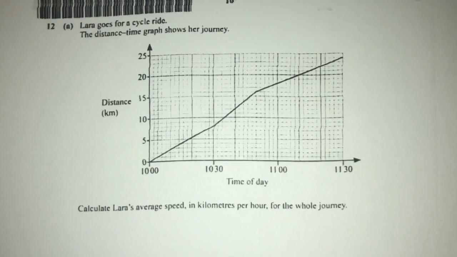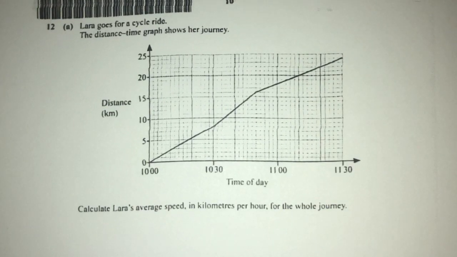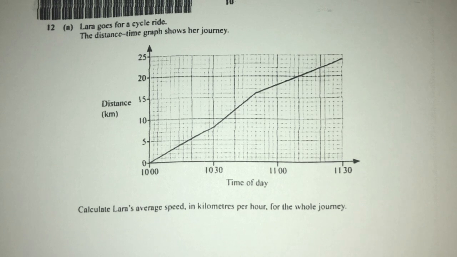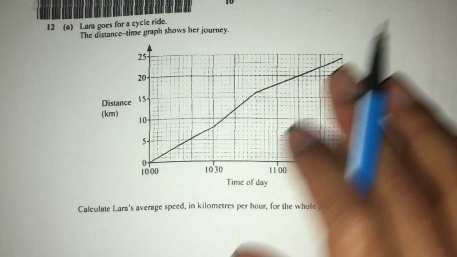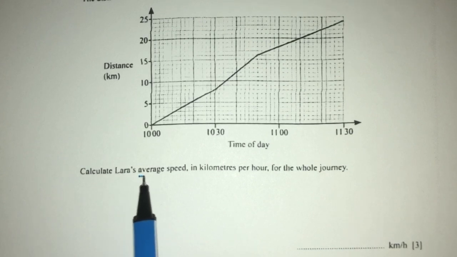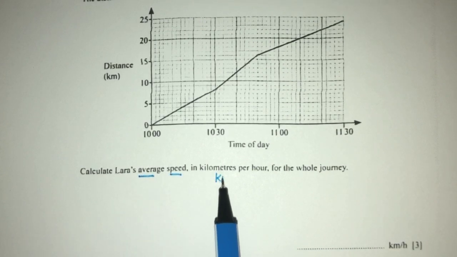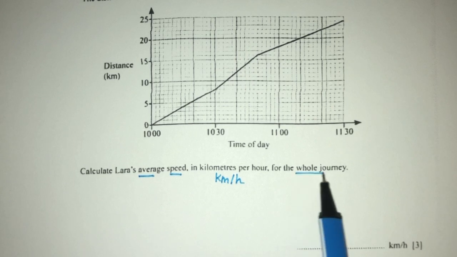Let's move on to question number 12. Here we have Lara goes for a ride. A distance-time graph shows her journey. She begins here and the distance goes upwards as you can see in the graph. This is the time of the day. For the first part, we have to find her average speed in km per hour for the whole journey.